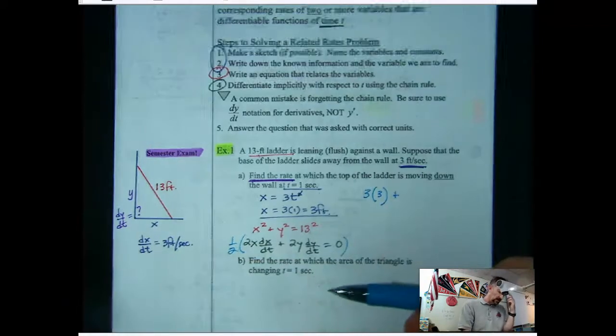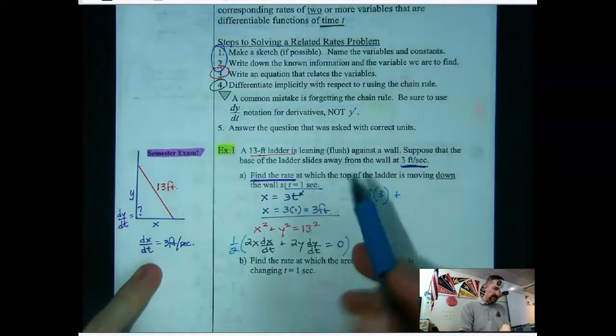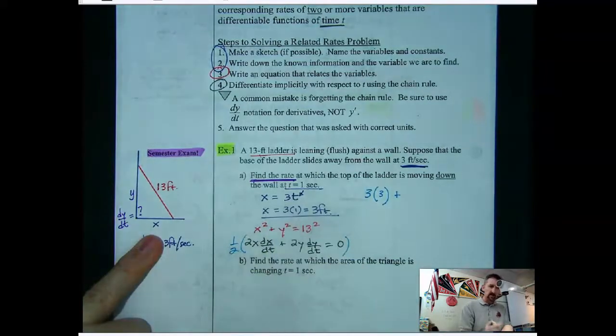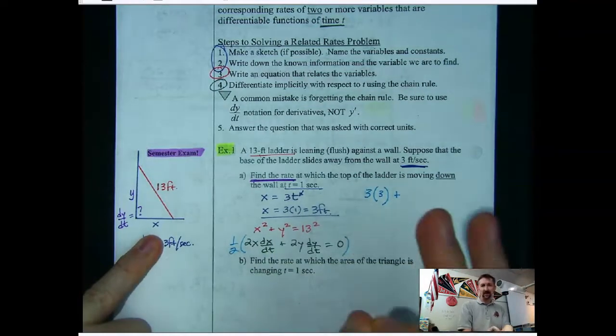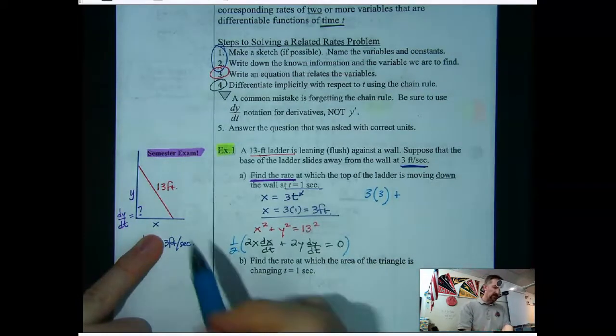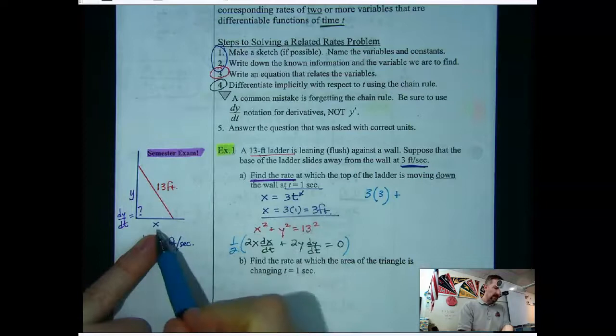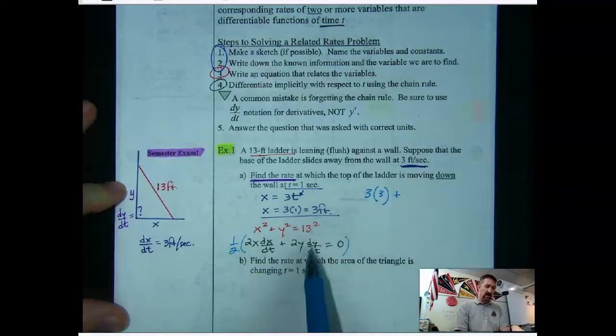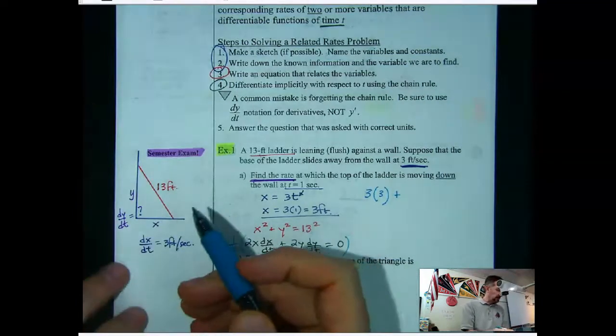y. Well, if you think about it, remember, calculus is about the instantaneous rate of change. It's about at an instantaneous moment. So when x equals 3, we can find y. We still have too many variables right now. We have y and dy dt. We're trying to solve for dy dt, so there must be a way to solve for y. And there is, we can use the Pythagorean theorem right here.